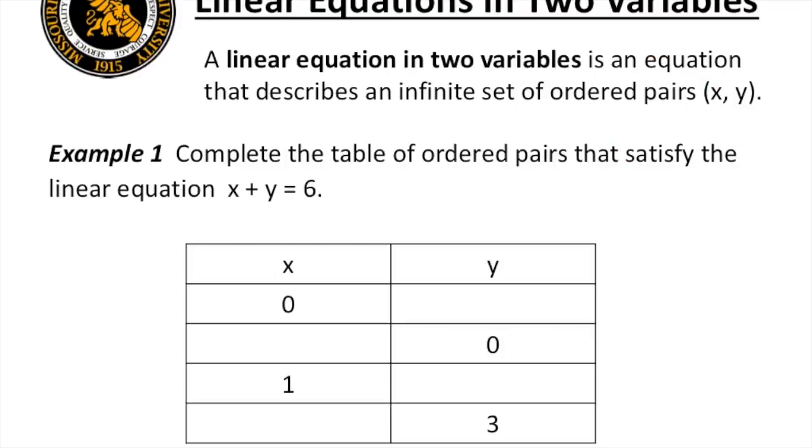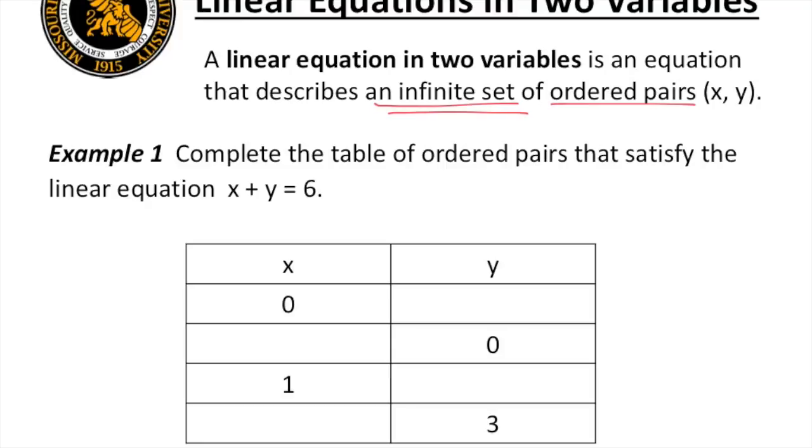A linear equation in two variables is an equation that describes an infinite set of ordered pairs. In example 1, we're given the linear equation x plus y equals 6, and we're asked to complete a table of ordered pairs for various values of x and y.